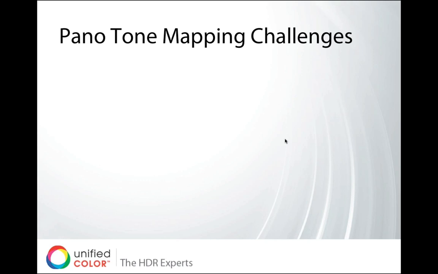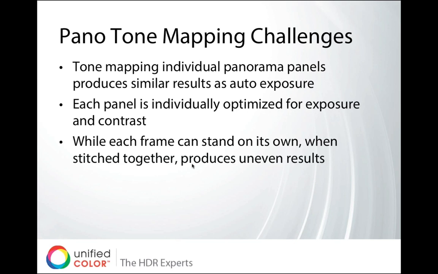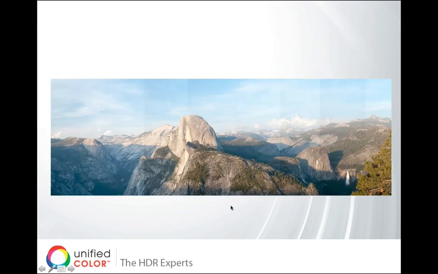When you do tone mapping for panoramas, you have much of the same challenges. When you do the tone mapping, each panel would be individually optimized for exposure and contrast and color. And while each frame could stand on its own, when it's stitched together, it'll produce the same uneven results. So you would get something that looked like this as well. When you're creating HDR panoramas, it's very important to maintain this consistency, not only from the capture point, but through the whole processing.